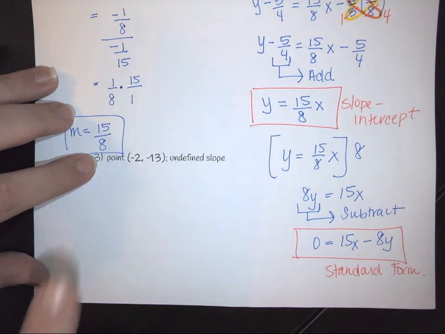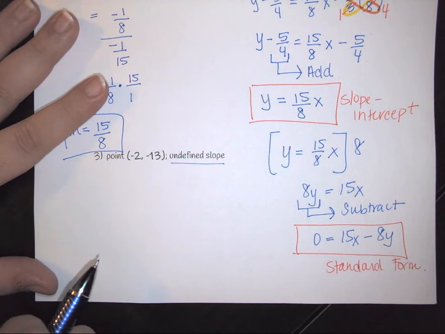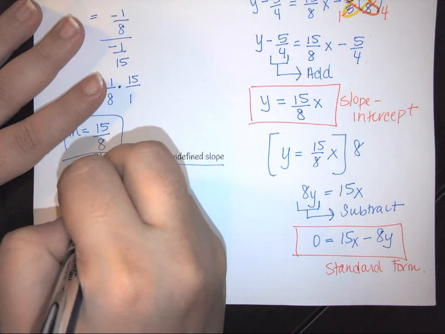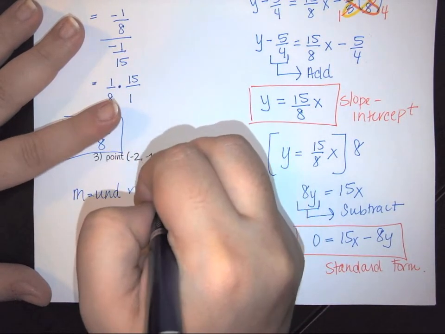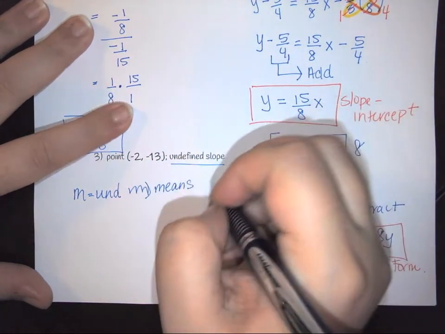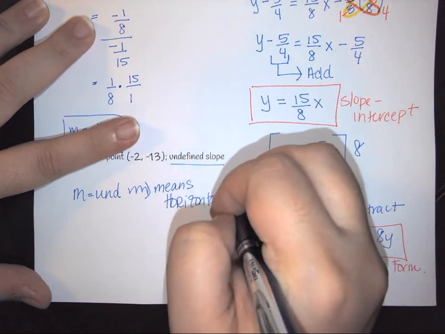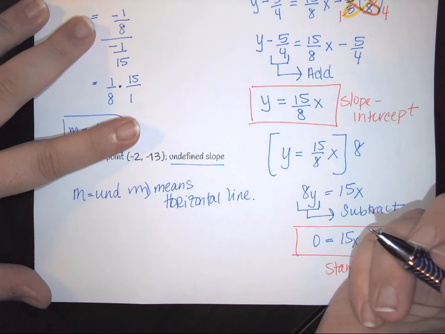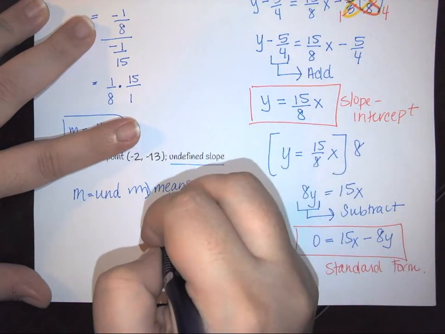Alright, last but not least, here I have a point at -2, -13, but my slope here is undefined. So we have to remember, when your m is undefined, what does that actually mean? Well, this means that you have a horizontal line. Not horizontal. I was thinking slope of 0. This means vertical.